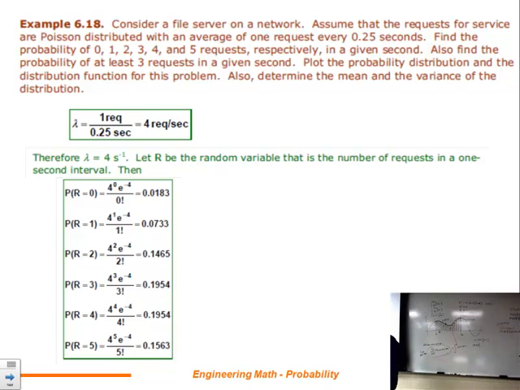These numbers start out fairly small, but then they increase, and they reach their peak right around here. They're actually equal in this case. That peak occurs right at the average number. So again, the peak, the highest probability, is right at the expected number of requests for that time interval. In this case, 4. So when k is equal to lambda, that's where the peak is.